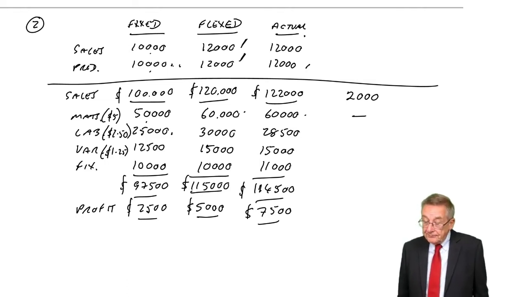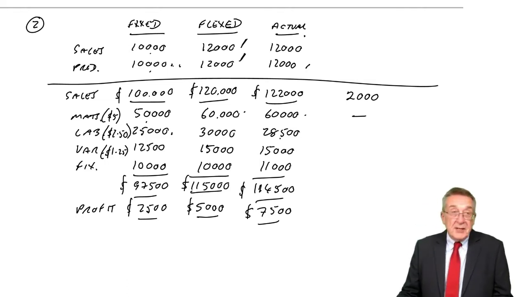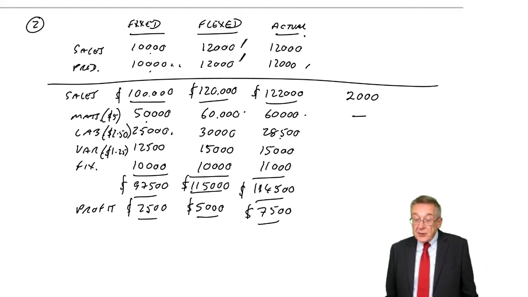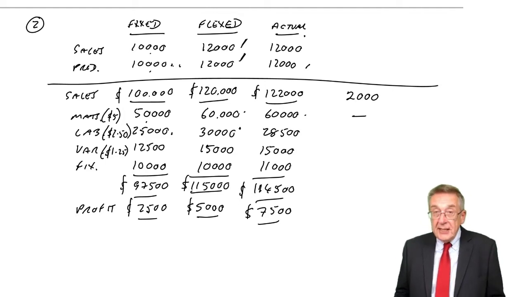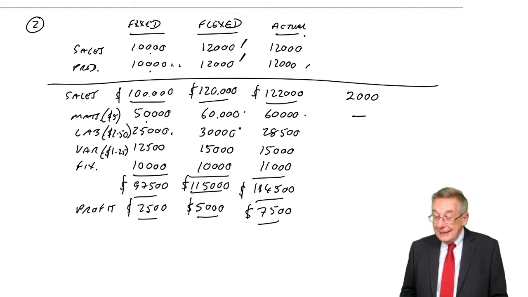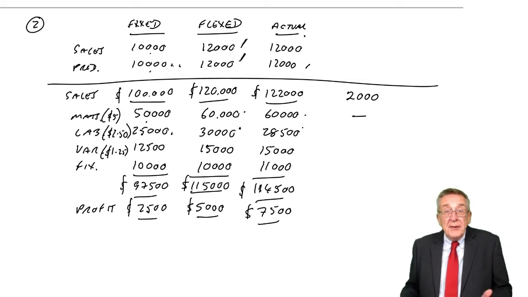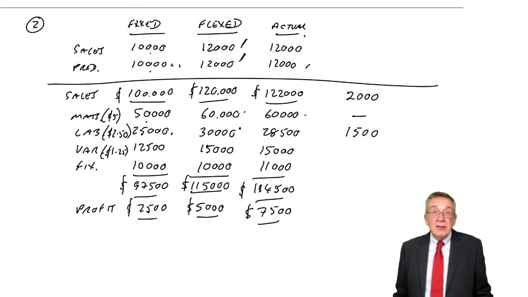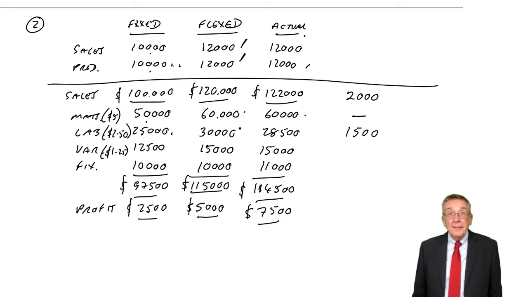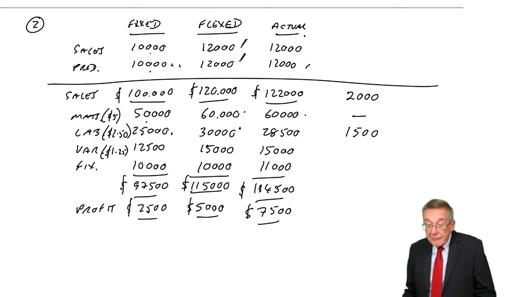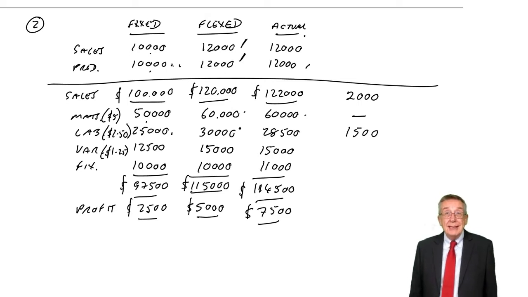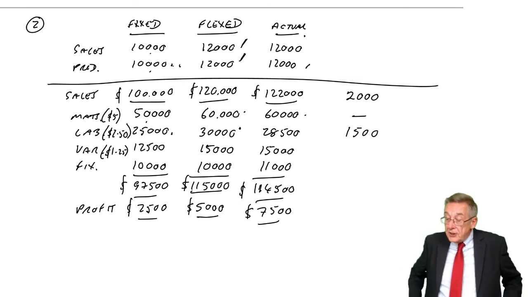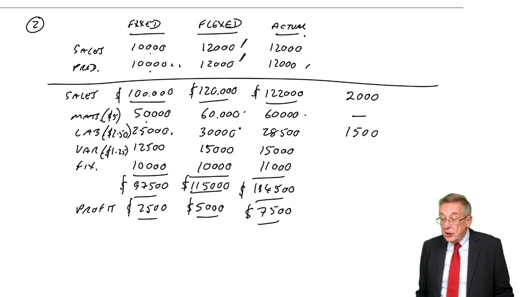What about labour? We spent more than we originally budgeted, but again, we produced more. And for the numbers we produced, we expected to spend 30. We only spent 28.5. We've saved money. We've saved 1,500. Whoever's in charge of labour has actually done a good job, because again, it's not their fault we produced more units. We did produce more. They managed to spend less per unit. They've done a good job, not a bad job.